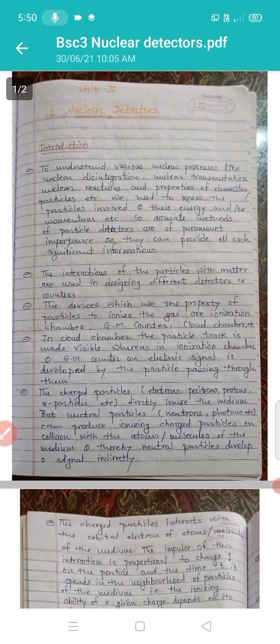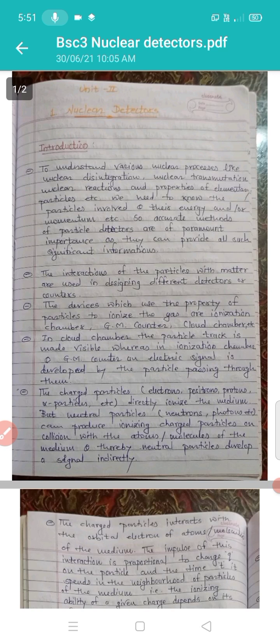What are the nuclear detectors? The content of the unit is the introductory part, then the ionization chamber, GM counter, photomultiplier tube, scintillation detector, Cherenkov radiation, Cherenkov detectors, then Wilson cloud chamber and semiconductor detector. Today we start with the introductory part.